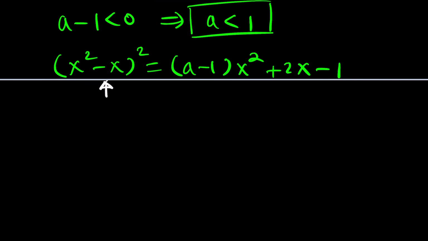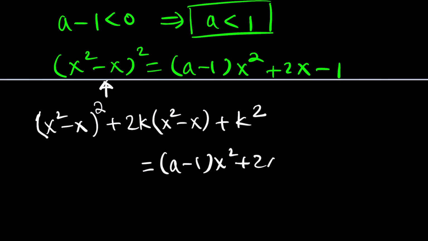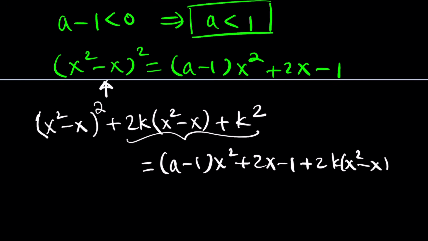And the answer is yes, okay? I can't remember what method this is called, Descartes or I don't know, some guy found it. Anyways, we're going to be adding 2k times x squared minus x plus k squared. Why? Because this makes it another perfect square. And of course, you have to add it on both sides. So let's go ahead and add it here as well. And when you add that, you're adding basically 2k times x squared minus x plus k squared.